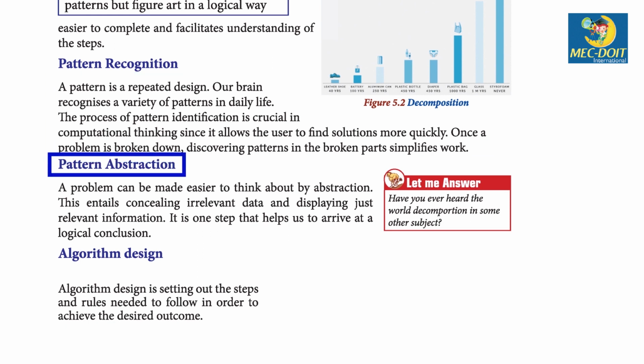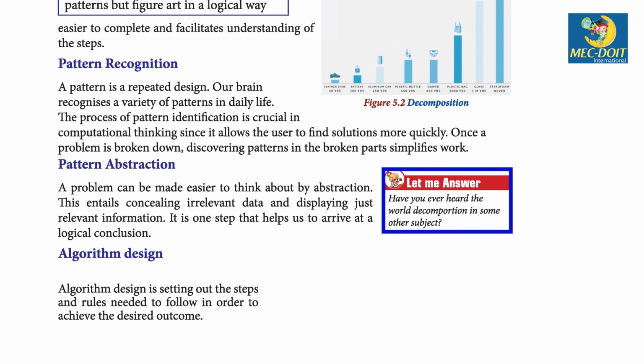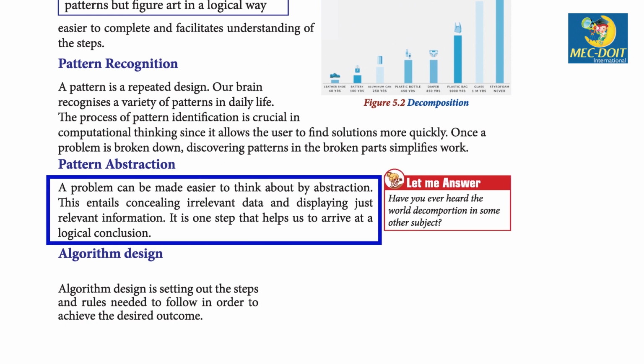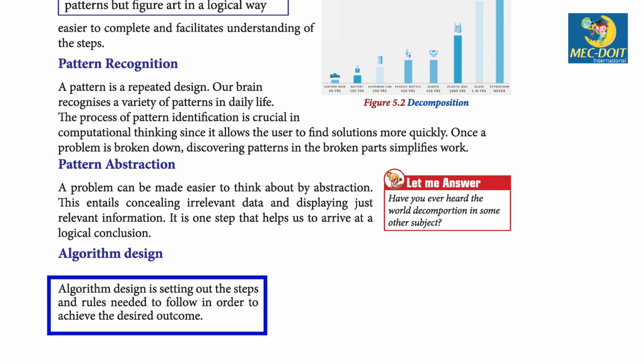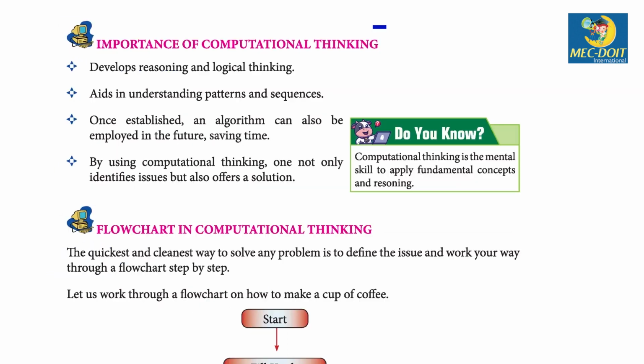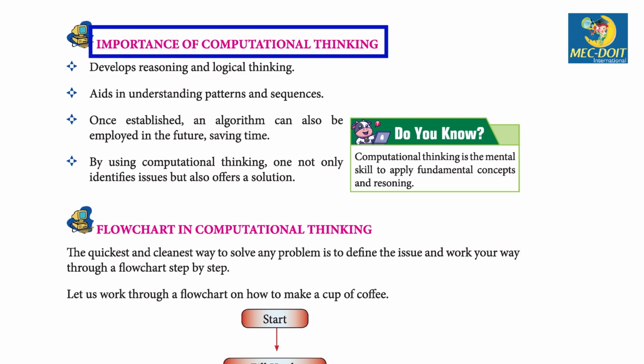Pattern abstraction. Let me answer: have you ever heard the word abstraction in some other subject? A problem can be made easier to think about by abstraction. This entails concealing irrelevant data and displaying just relevant information. It is one step that helps us to arrive at a logical conclusion. Algorithm design. Algorithm design is setting out the steps and rules needed to follow in order to achieve the desired outcome.